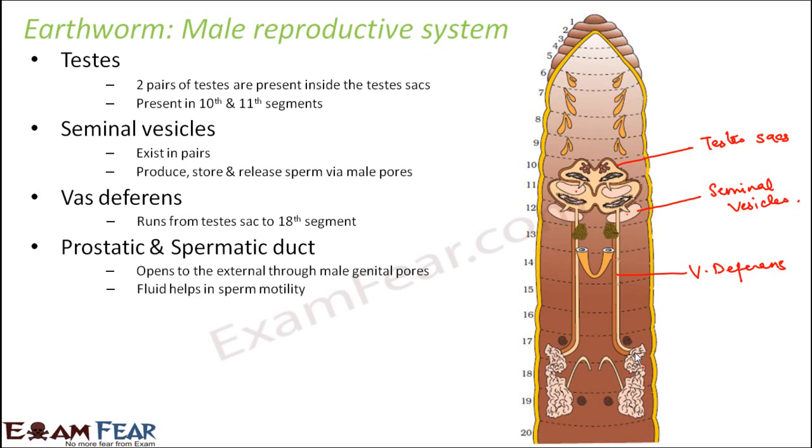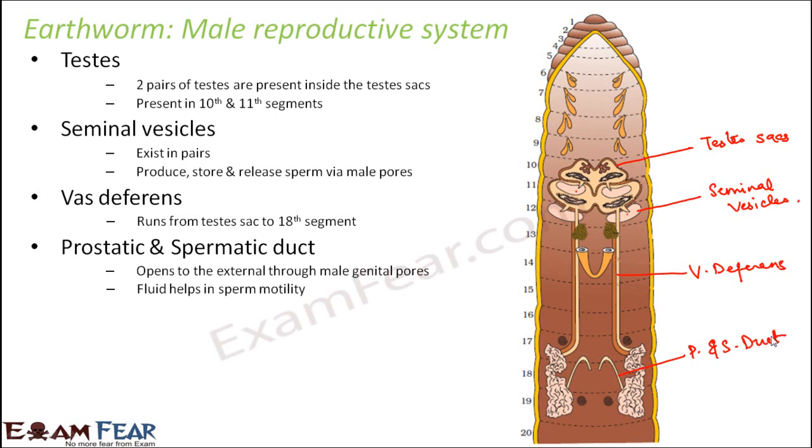Prostatic and spermatic duct. So where do we have that? It opens to the external through male genital pores. Fluid helps in sperm motility. So basically this is the prostatic and spermatic duct. So here you see some tube-like structure. So wherever it ends, that is nothing but the male pore. So the pore which opens to the exterior, through which the male sex cells or the sperms are actually released outside. So this is your prostatic and spermatic duct.